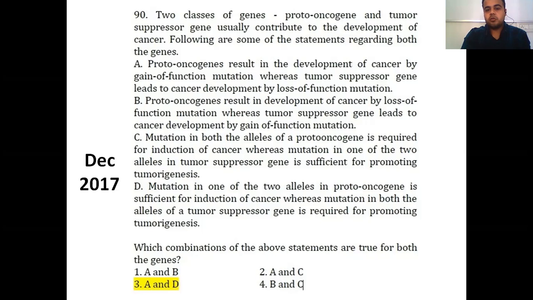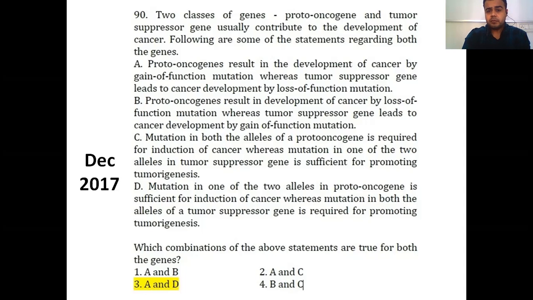In relation to this, you have to choose the correct statement. So you have to read all the statements carefully. I advise you to read such questions at least twice because things can get mingled up. To avoid that, kindly read the question carefully and each of the points separately. Now, the proto-oncogenes result in development of cancer by gain of function mutation, whereas tumor suppressor genes lead to it by loss of function. This is correct, which we'll cover in this lecture also.